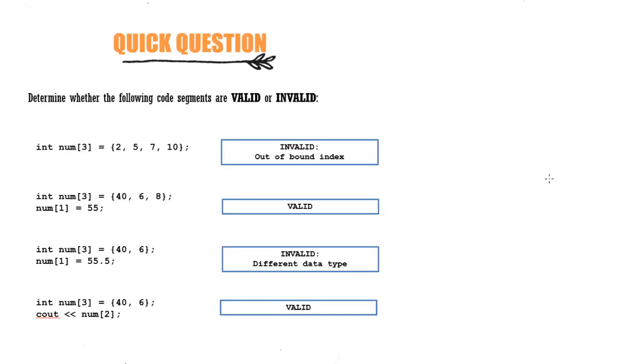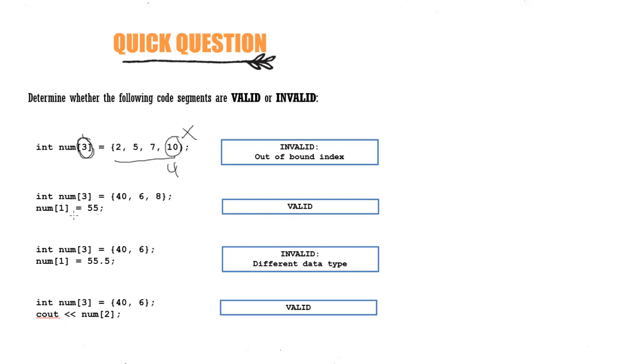Now let's take a look at this example right here. The question says determine whether the following code segments are valid or invalid. If you take a look here, int num[3] = {2, 5, 7, 10}. This is of course invalid. Why? Because you want to put a maximum of 3 elements, but if you take a look here, there are 4 elements, meaning that the index is out of bound. So you cannot put this inside there.